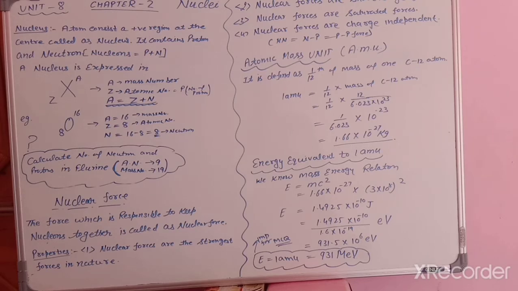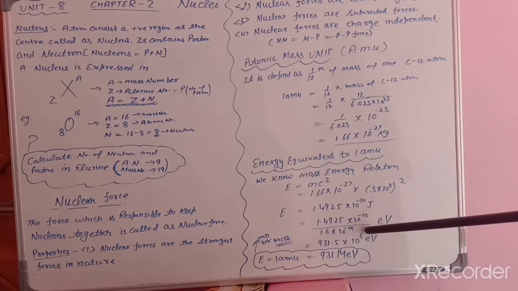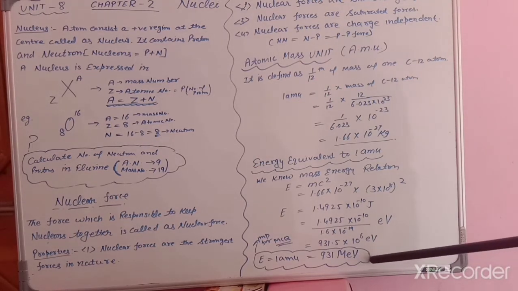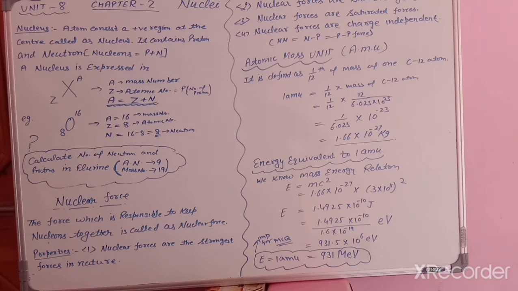But the joule we need to convert into electron volt, and we have studied already how to convert joule into electron volt. Divide the term by 1.6 into 10 raised to power minus 19, and you will get your answer that 1 atomic mass unit is equal to 931 mega electron volt. Students are getting confused. Okay, so 1 atomic mass unit is 931 mega electron volt.